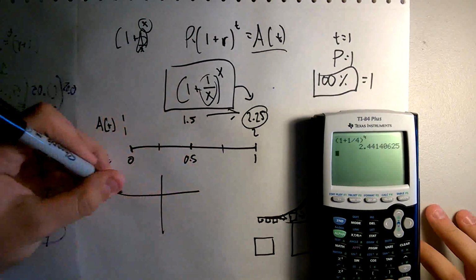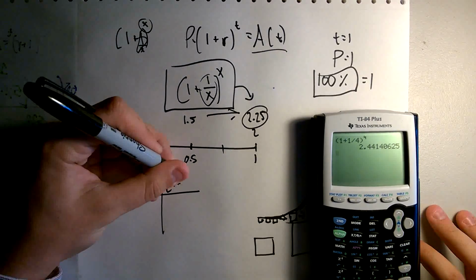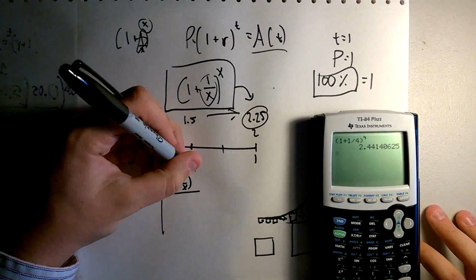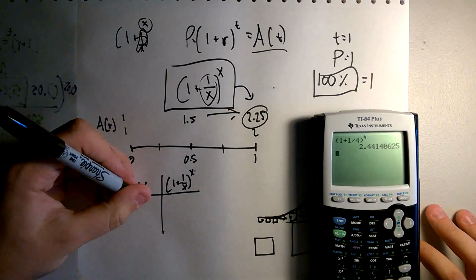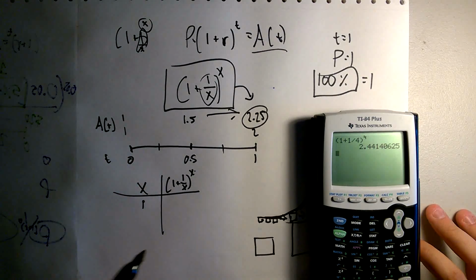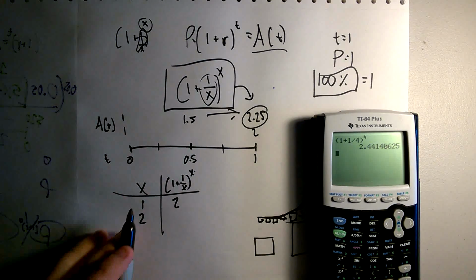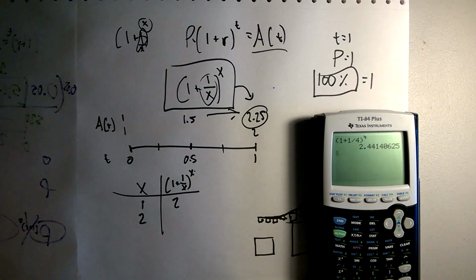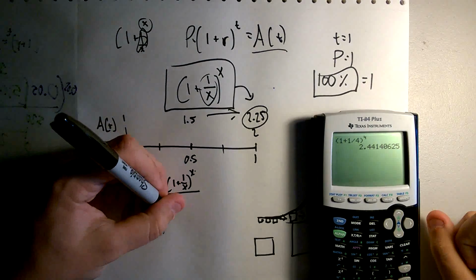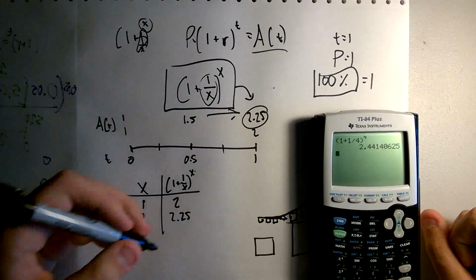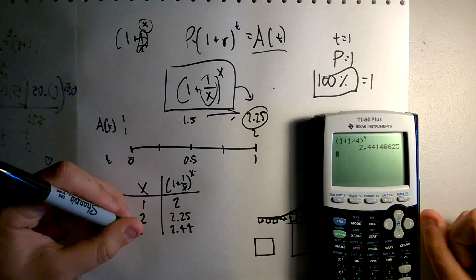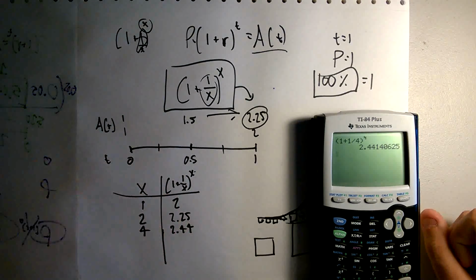So let's just create a table here. x and (1 + 1/x)^x. So when x is equal to 1, you get 2 after 1 year. After 1 year, for splitting up into 2 times a year, 50% each, you get 2.25. You get about 2.44 if you do it 4 times a year, also every 3 months.